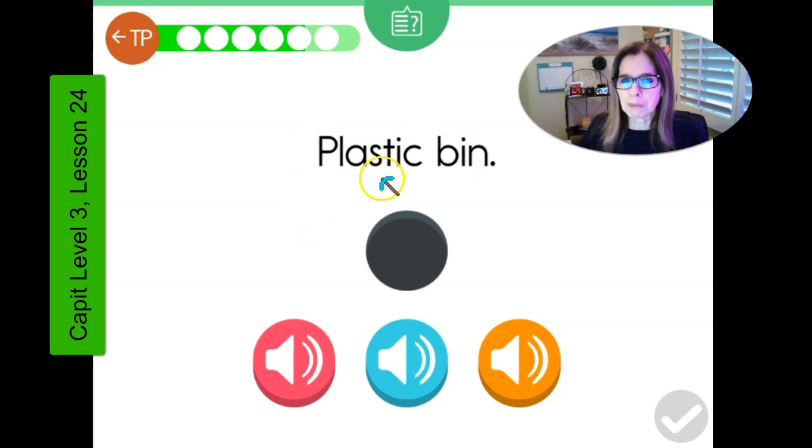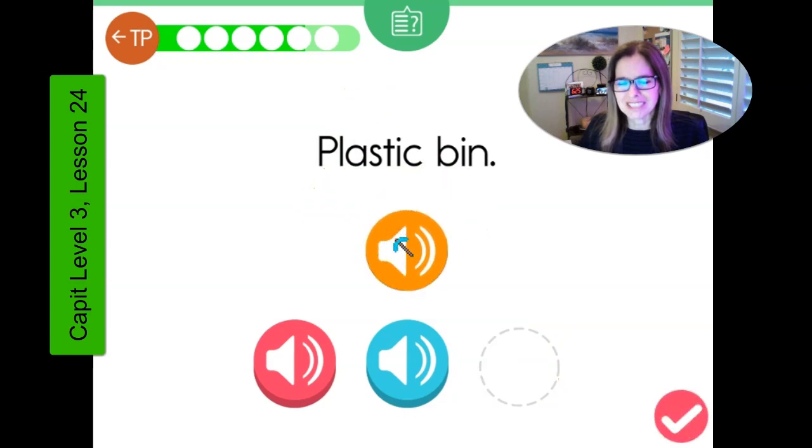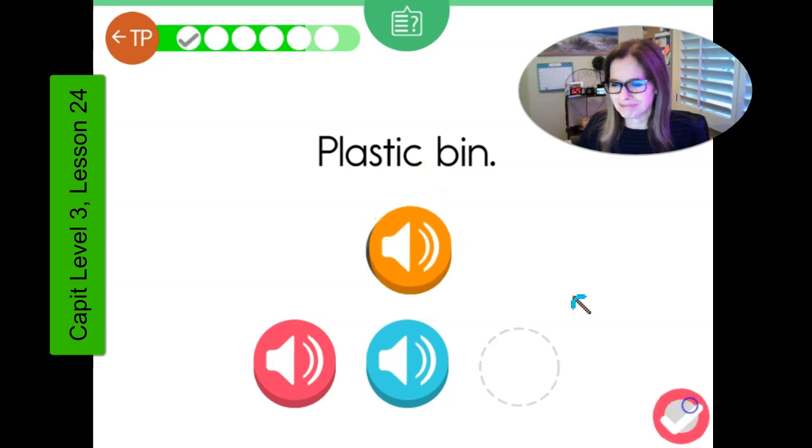So we're listening for plastic bin. Put it in. Plastic pin. Oh, close. Plastic bin. And I think some of you that are already past this lesson made a mistake right there because you chose that one that was really close, but not quite.